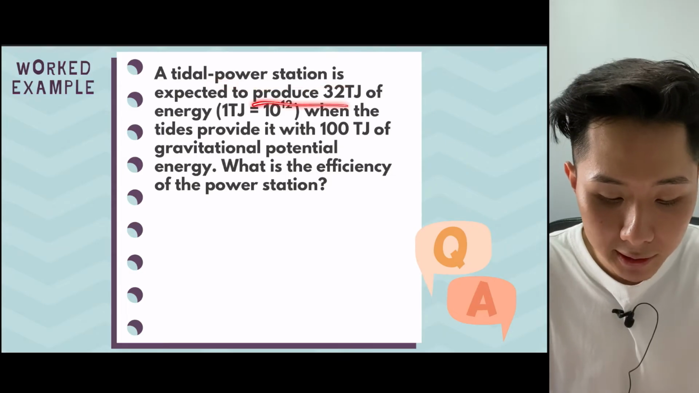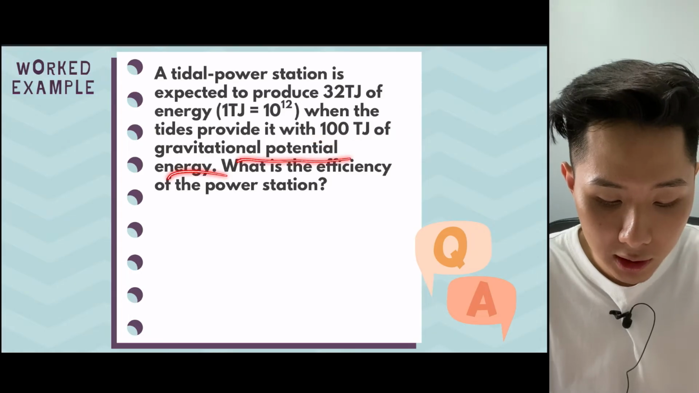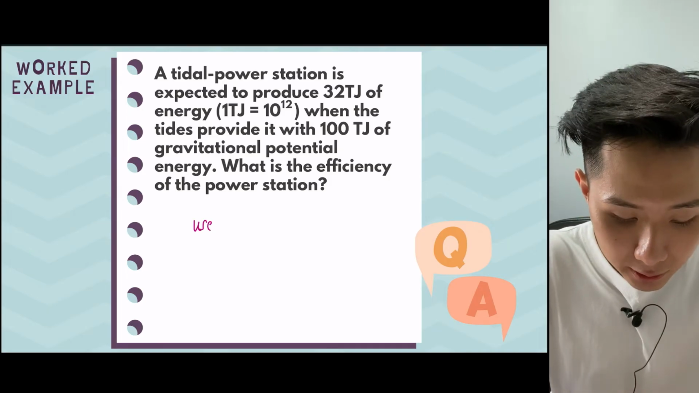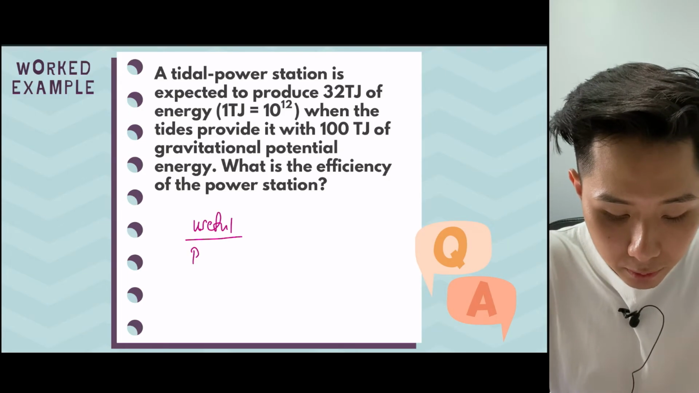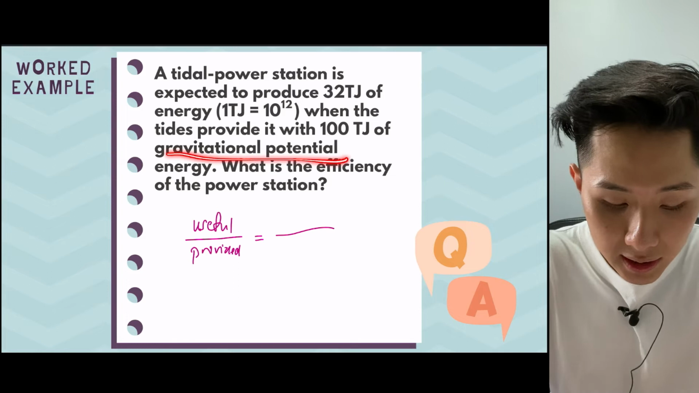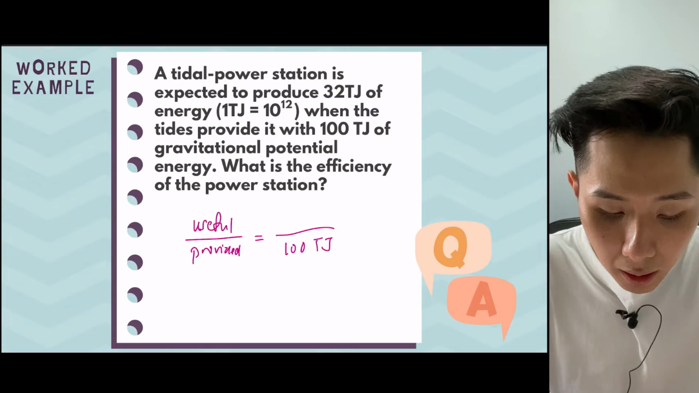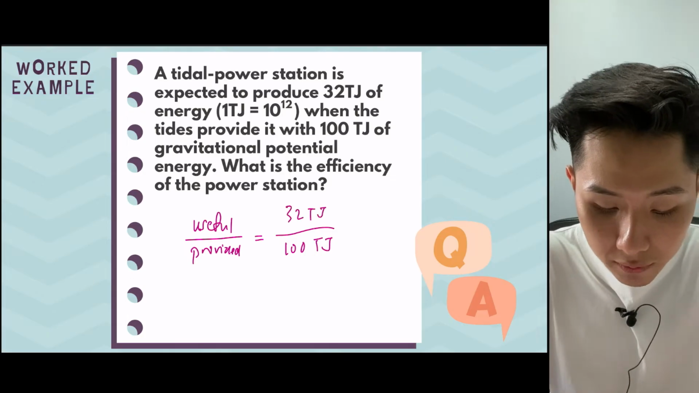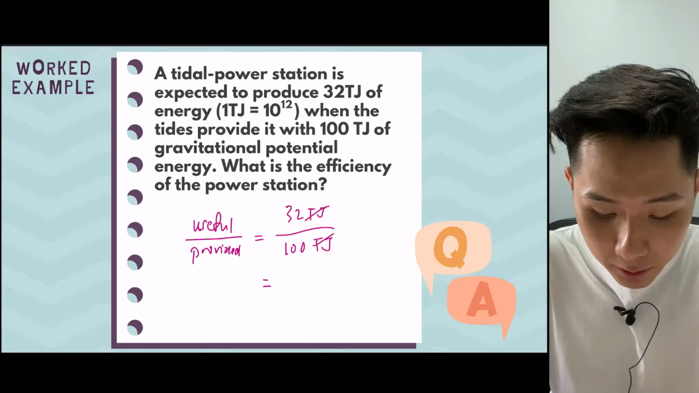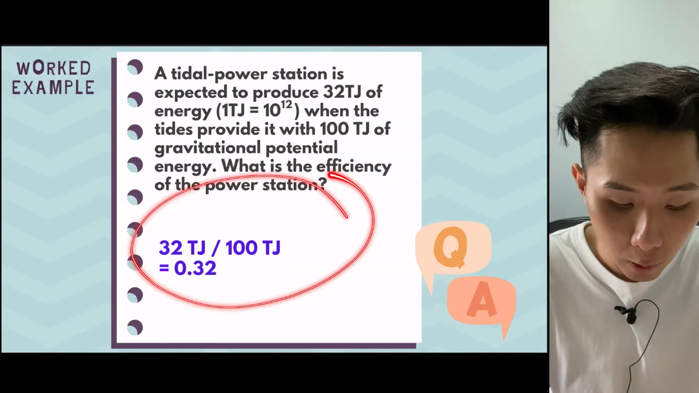A tidal power station is expected to produce 33 terajoules of energy when the tides provide 100 terajoules of gravitational potential energy. What is the efficiency of the power station? So efficiency is the useful energy output over the energy provided. We know that the G.P.E of the tidal power station is 100 terajoules, but then only 32 terajoules of it is being used for useful purposes. So if we cancel everything out, the efficiency is 0.32. If you look into the answer, that's what we get.